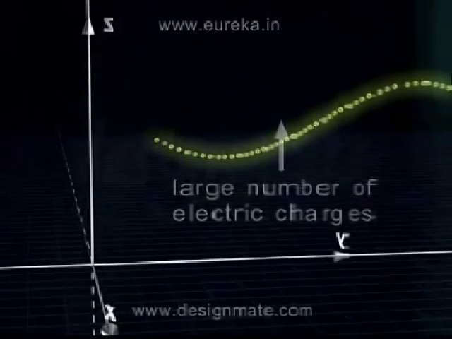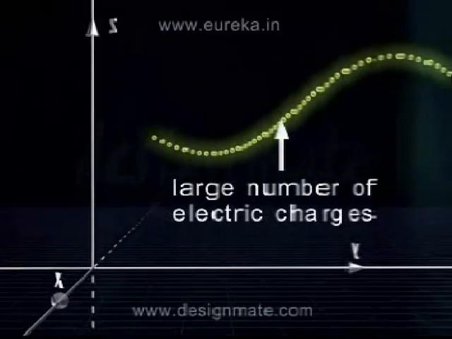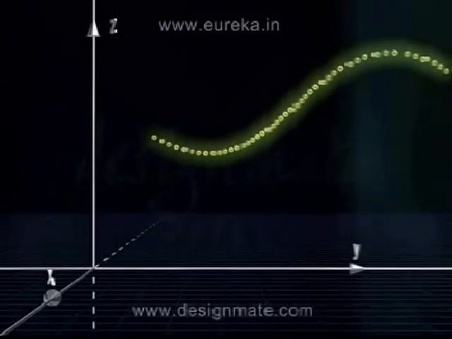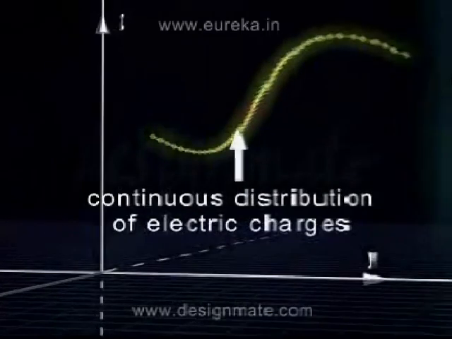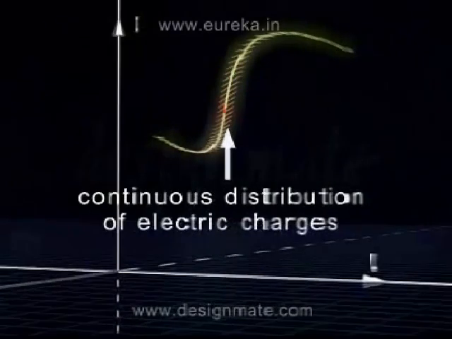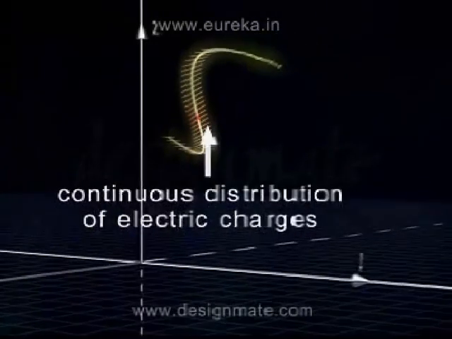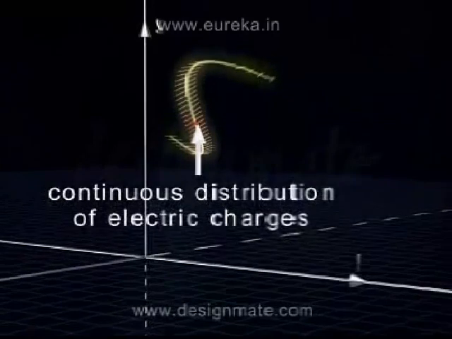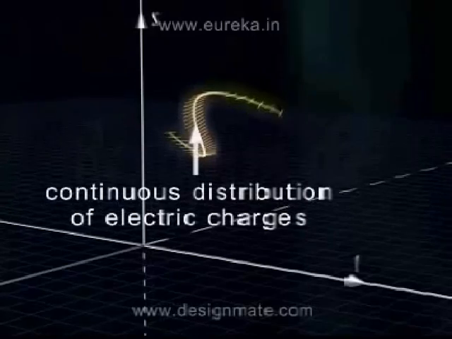When there are very large numbers of electric charges in every small region, or the large amount of charge is continuously distributed in a small region, it is very convenient to consider the continuous distribution of electric charge instead of taking the effect of each individual charge.